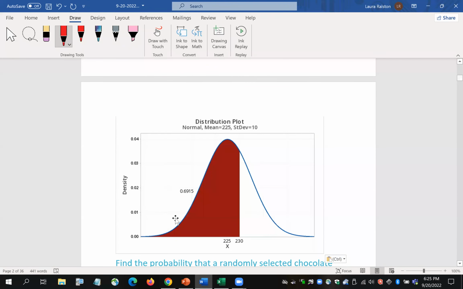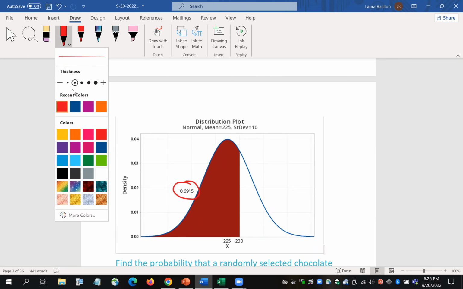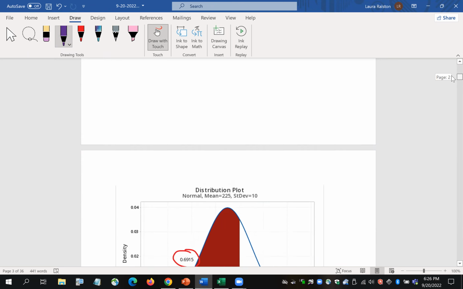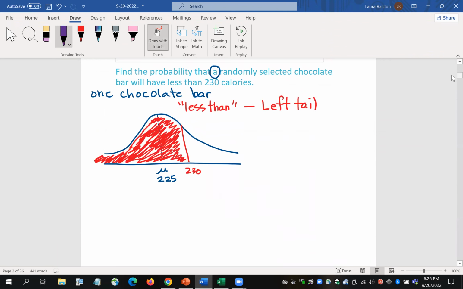So again, you can see the picture that Minitab draws. And again, what you're looking for is this value that's kind of hanging out in space that represents the red shaded region. So in this case, the answer is 0.6915. So there's about a 69.2% chance that a randomly selected chocolate bar will have less than 230 calories.